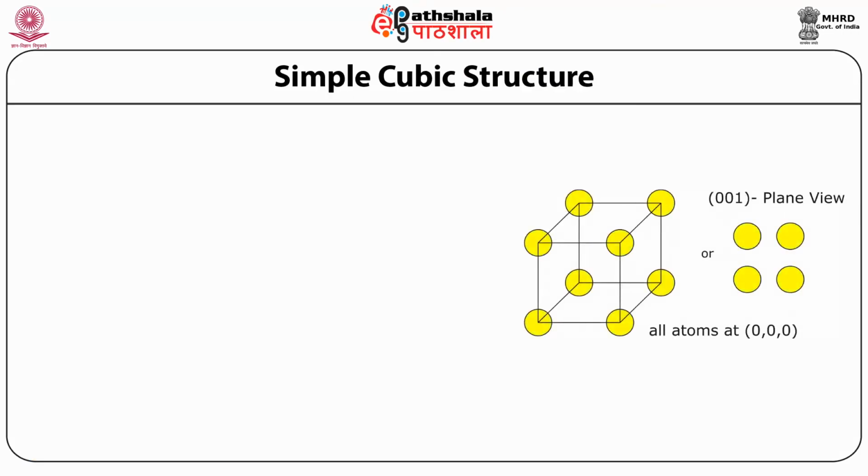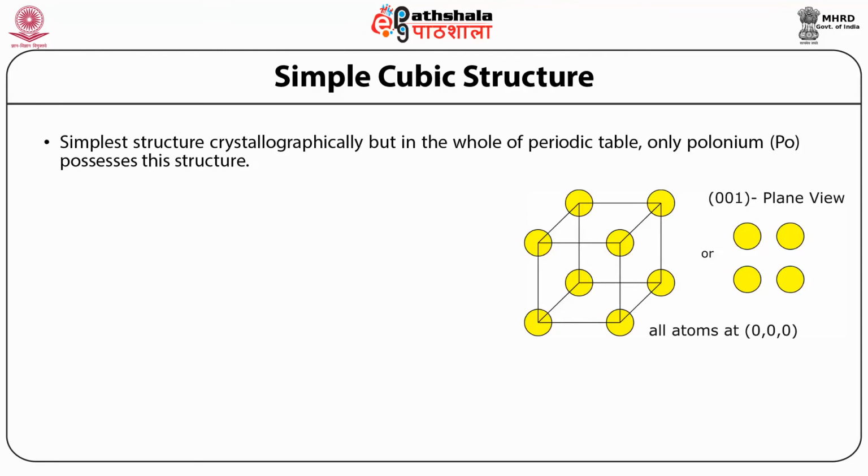Now students, you have the basic understanding of packing of atoms in metals, which we have discussed in previous slides. Now we are discussing simple cubic structure. It is the simplest structure which exists crystallographically, but in the whole of the periodic table, only polonium possesses this structure. The structure contains only one atom per unit cell, which you can see in the figure on the right hand side. There is only one atom per unit cell.